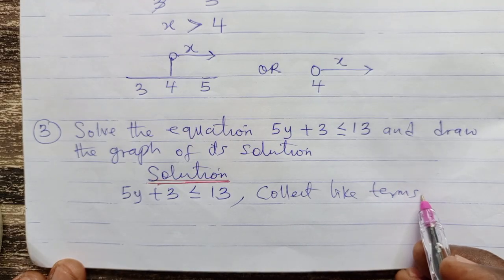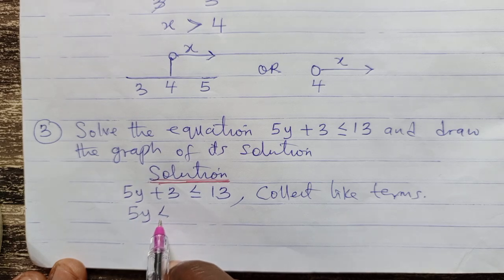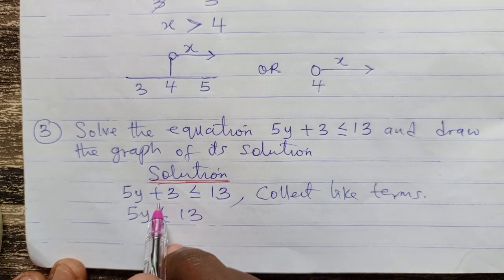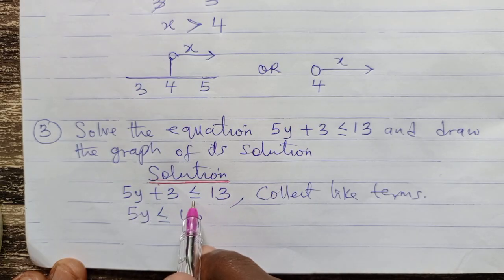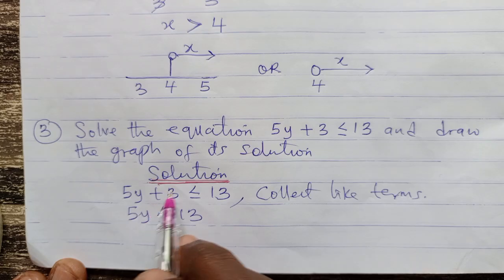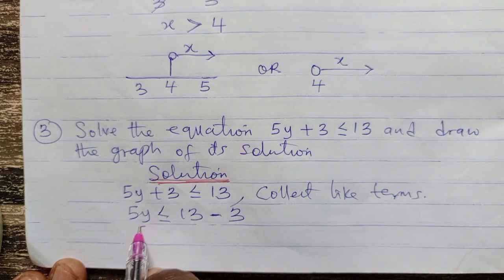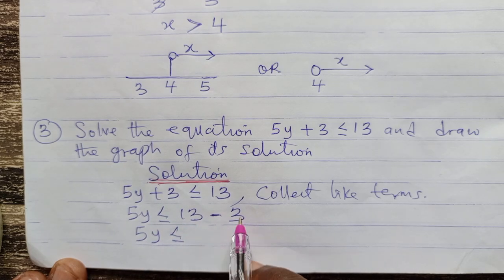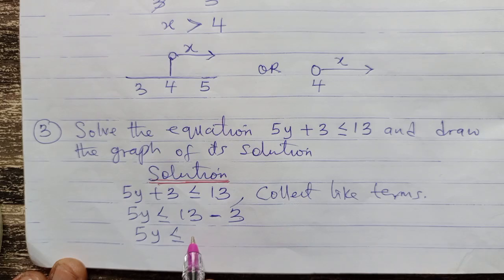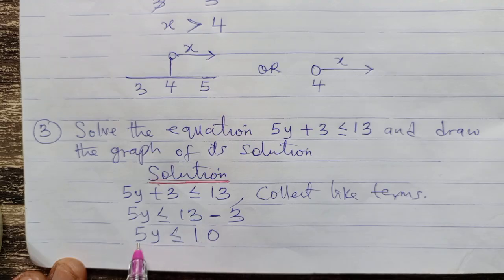Okay, collect like terms. So we have 5y is less than or equal to 13. So the plus 3 here will cross over to the other side. We'll cross this bridge. Okay, this is like a bridge. So the plus 3 will cross over and turn to minus 3. Okay, so you have 5y is less than or equal to 13, take away 3 is what? Is 10, right? 10. So the next thing is for me to what? Divide both sides of the equation by the coefficient of y, which is 5.